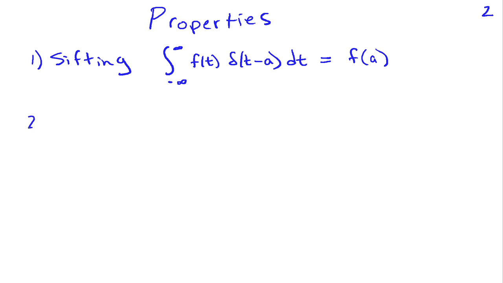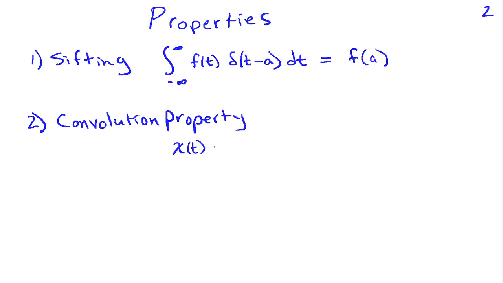The second property we're going to look at is the convolution property. This states that if I convolve some signal x of t with a shifted impulse delta of t minus a, the result will be the original signal shifted to the time at which the impulse occurs. So convolution with impulses is particularly simple.